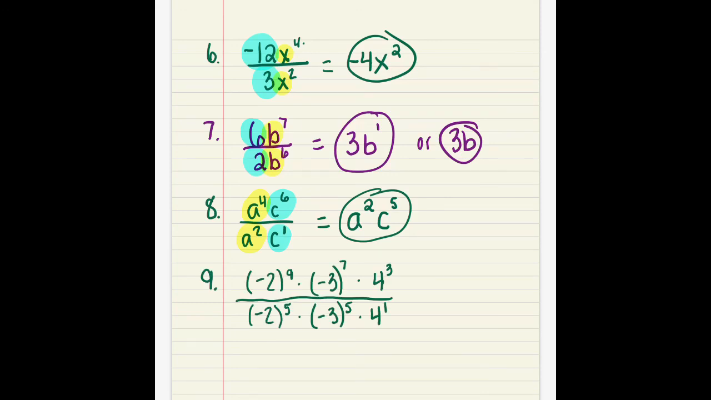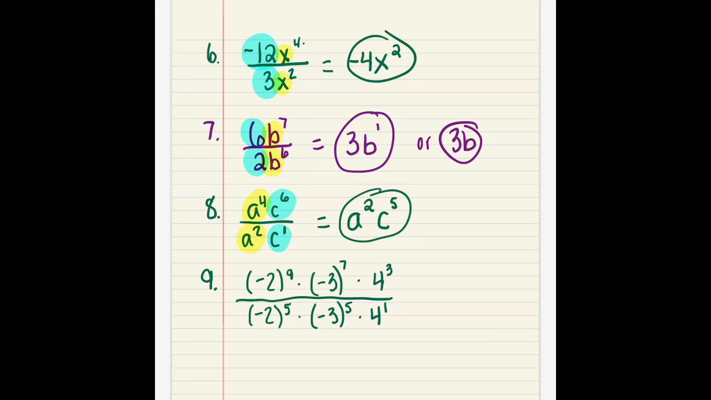So our next problem you'll want to write down here is number 9, which is negative 2 to the 9th power times negative 3 to the 7th times negative 4 to the 3rd divided by negative 2 to the 5th times negative 3 to the 5th times 4 to the 1st. So you might be wondering why we have both parentheses around our bases and times, and that's because sometimes we put parentheses around negative numbers just to group the negative and the number together, just to show that those two things go together and it's not subtraction.